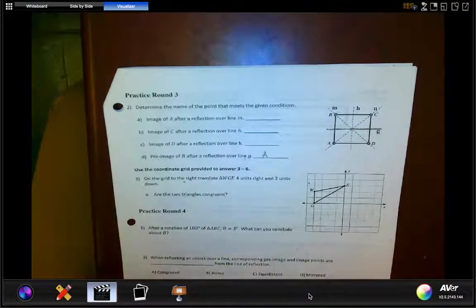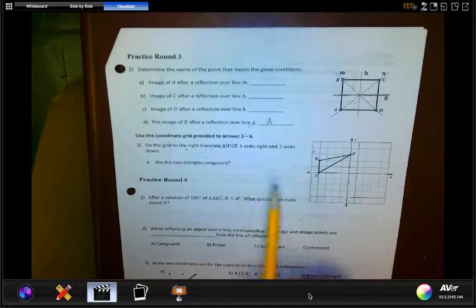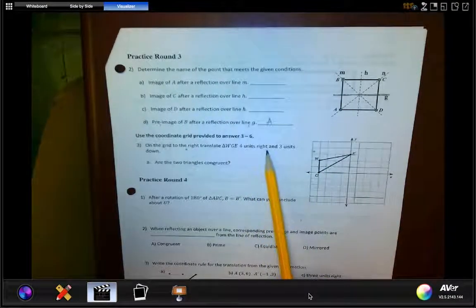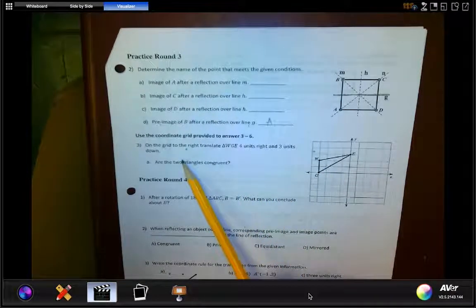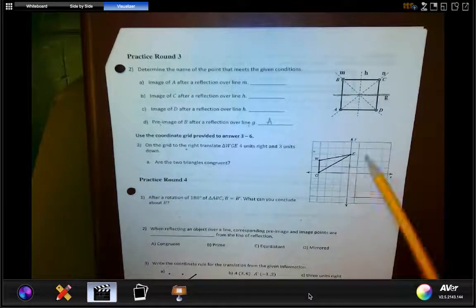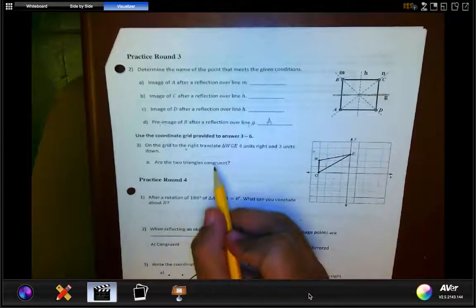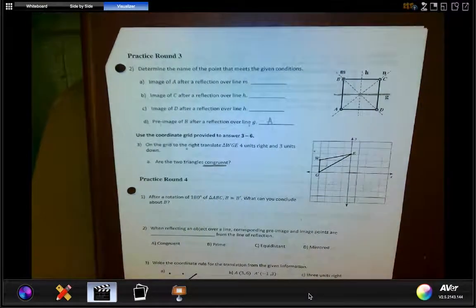The pre-image. Moving on, translate this triangle 4 units to the right and 3 units down. Okay, I'm not going to do that, but are the two triangles congruent? Remember what this word means.